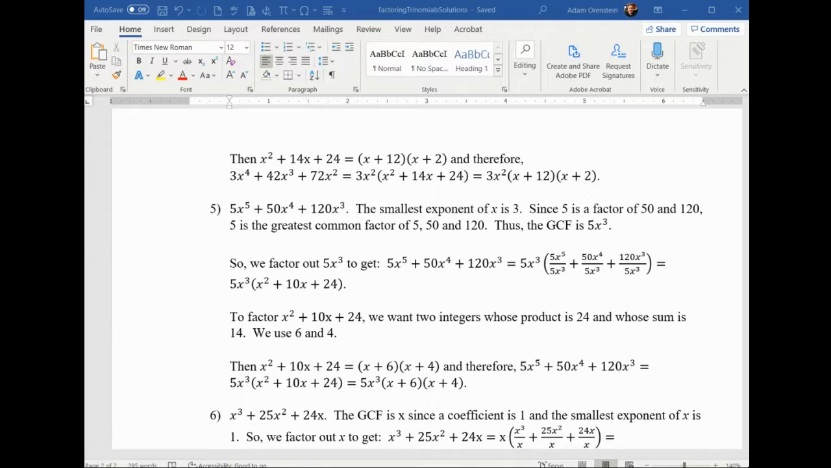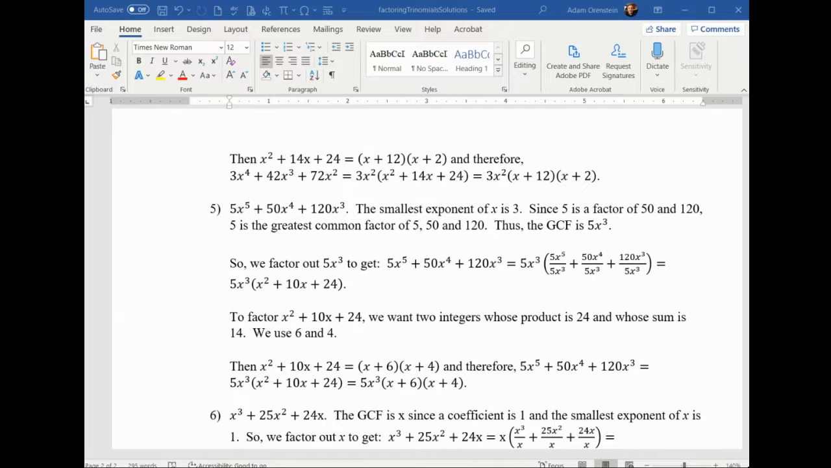Now, are we done? Well, we have to know if x squared plus 10x plus 24 can be factored, and it can. But you need two numbers. We have a trinomial here where the leading coefficient's 1, and we have 3 terms, it's degree 2, so let's try that method that we've been using. We want two numbers whose product is 24 and whose sum is 10. Well, 6 and 4.